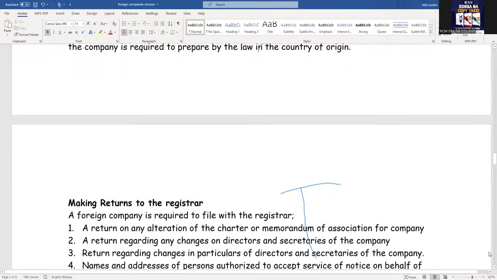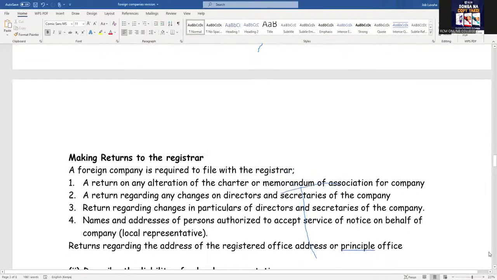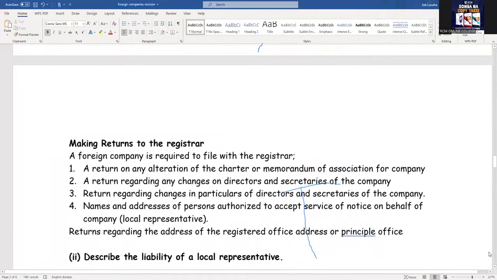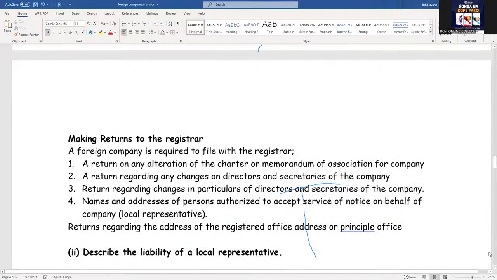Then they'll have to make annual returns to the Register of Companies. Part of the returns they are supposed to make is a return on any alteration of the memorandum. For example, if they have altered the memorandum, or their articles, they have to inform the Register of Companies. Also a return regarding changes in directors, or changes in particulars of directors.